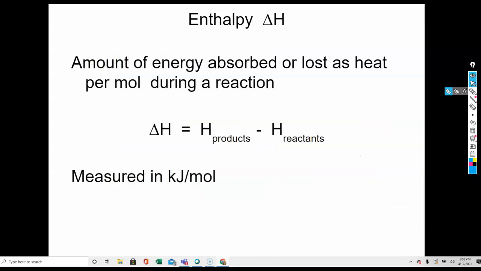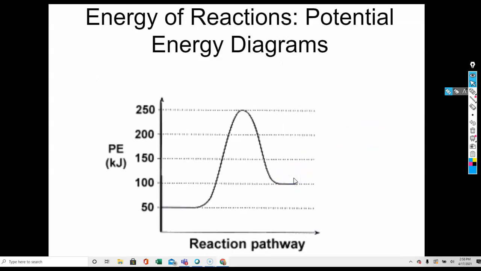When we are talking about the amount of energy absorbed or lost as heat, we are going to need to subtract the heat of the products minus the heat of the reactants. In simple terms, this is truly just a subtraction problem. So in the case of this example here, we have reactants beginning on the left-hand side, and we have products ending on the right-hand side.